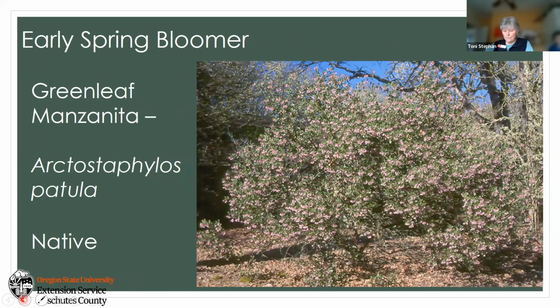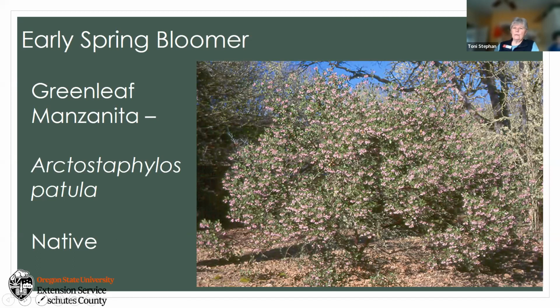All right, here we go into the plant and bee part of this presentation. One of the earliest, probably the earliest blooming plant we have is the greenleaf manzanita. It is native. It's rather drought tolerant once it gets established. I think it probably is going to want a little bit more organic matter than our desert soils have.